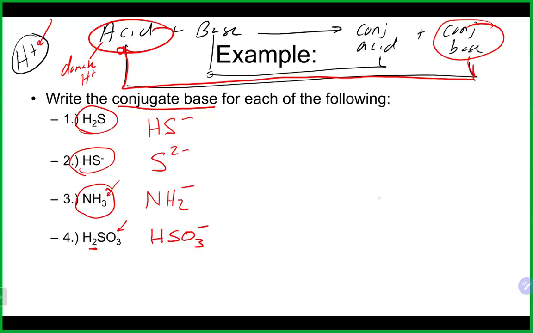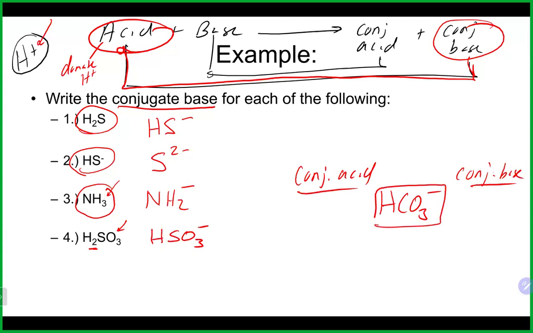Now, let's just say we started with something like HCO3 minus. Why don't you write the conjugate acid for that, starting with it? And why don't you write what the conjugate base would be if you started with it? So in each case, you're going to start with this guy right here, a little bicarbonate. Write the conjugate acid, write the conjugate base.